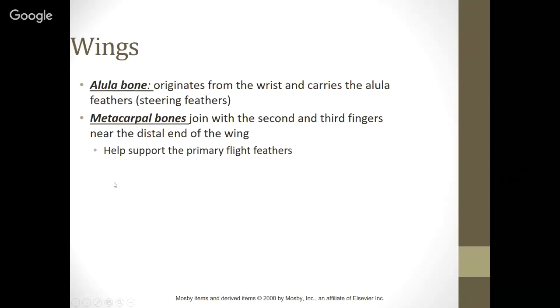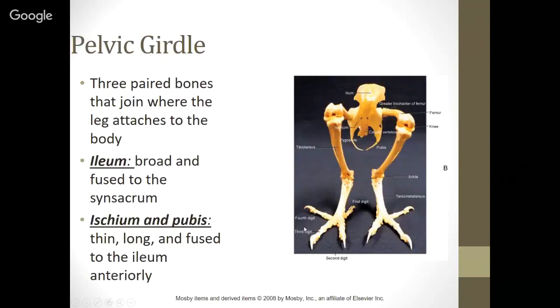That alula bone, it's the thumb. It originates from the wrist and carries the alula feathers, which are the steering feathers. So it's really important. There are also metacarpal bones, which are like your hand bones, that join with the second and third fingers near the distal end of the wing, and those help support the primary flight feathers.